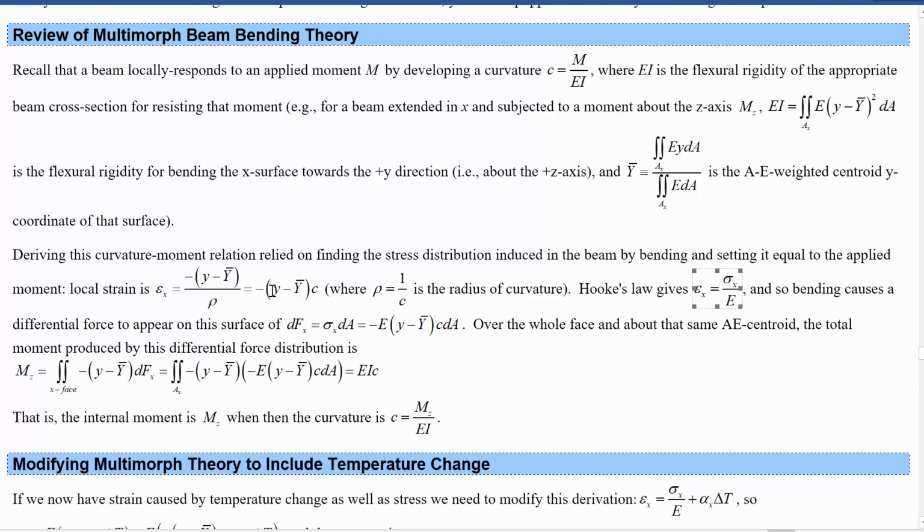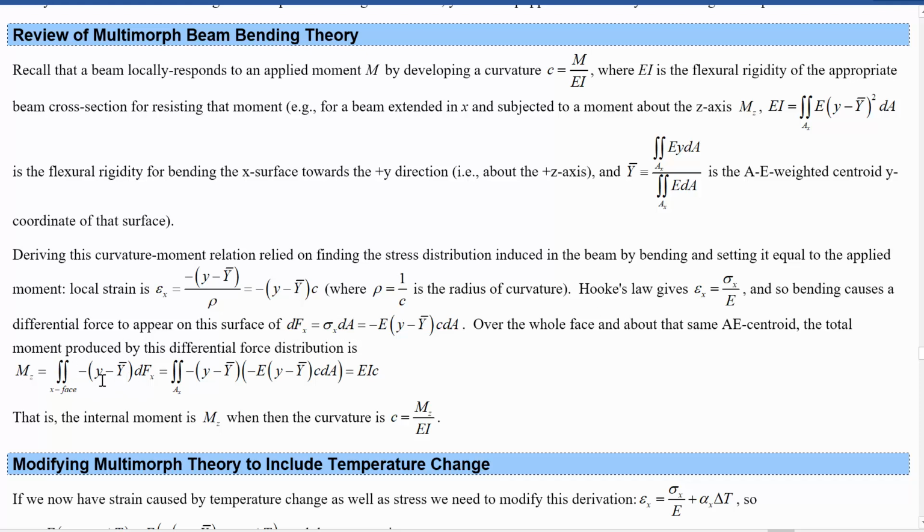Hooke's law then lets us relate this strain to the stress that's going to show up as a result of this, or the stress that maybe is causing this bending. So bending causes a differential force to appear on the surface of sigma dA, and we could integrate this over the whole thing to find out what the moment is.